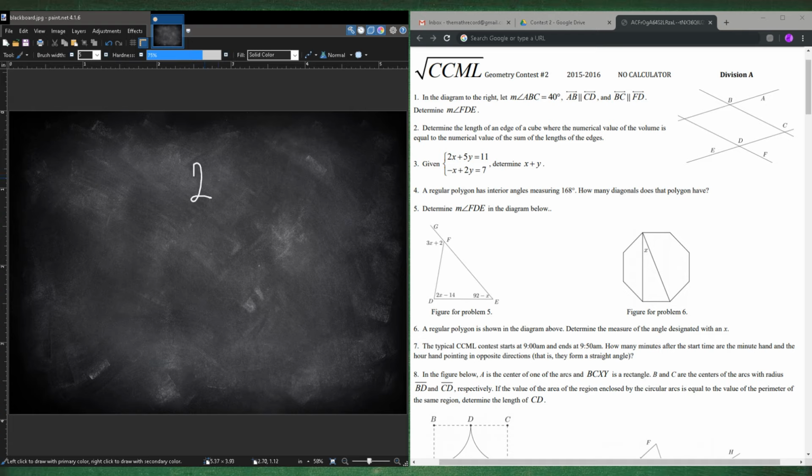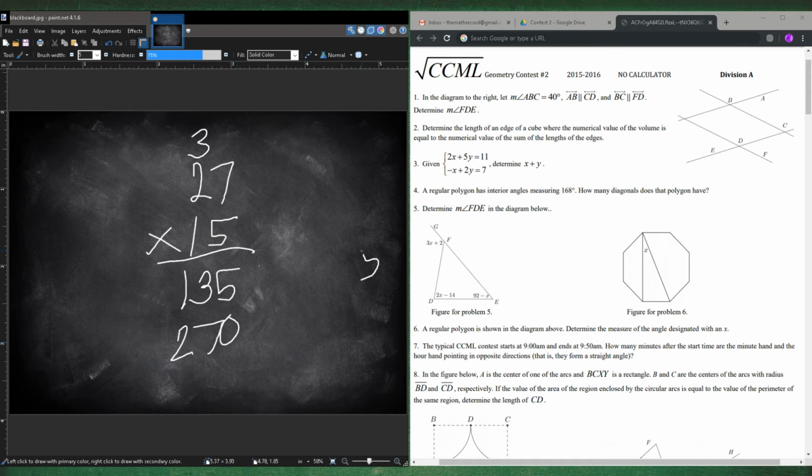Okay, so we have 27 times 15. Working through the multiplication, this gets up to 405. So the answer is 405 diagonals.